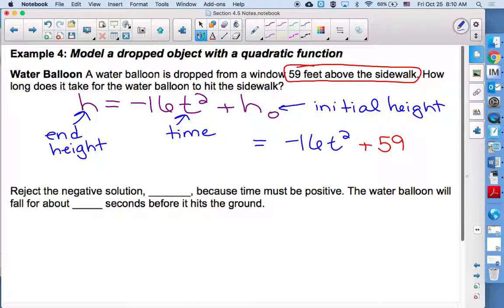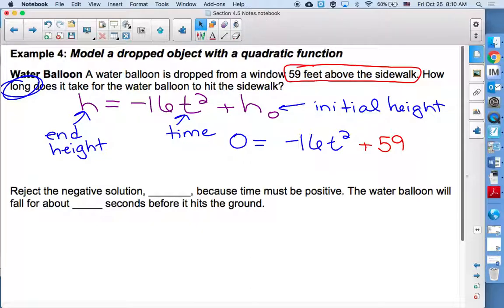The end height. What number would I plug in for the end height? Jack? Why 0? Yeah, the sidewalk is at ground level. So if it hits the ground, the height of the ground is 0. Our goal is to figure out how long it takes for something to fall. And when we figure out how long, we're finding out time. So we plugged a 0 in for the end height, a 59 in for the original height, and we're going to solve for time.